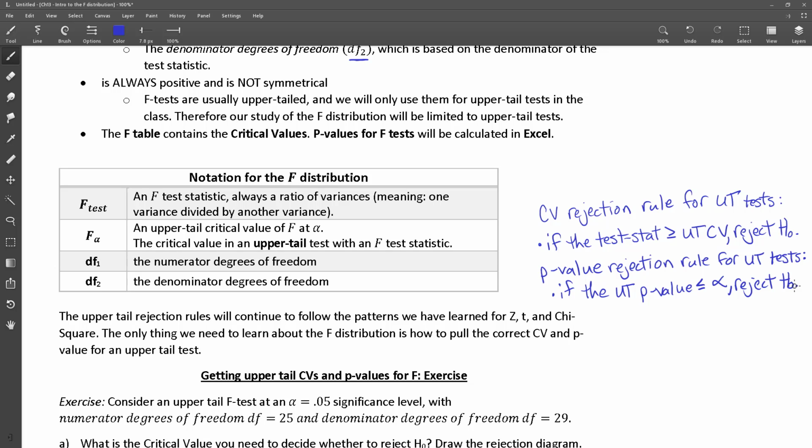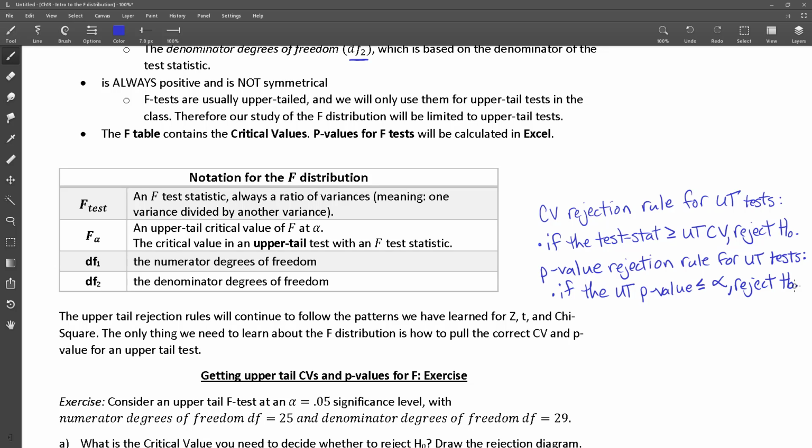When we had a Z test statistic, we had to compare it to an upper tail critical value of Z. We had to calculate the upper tail p-value from the Z distribution, or look it up on the Z table. For T, it was the same. If the test statistic was T, we had to compare that test statistic to an upper tail T critical value. We had to use the T distribution to calculate the upper tail p-value in that case.